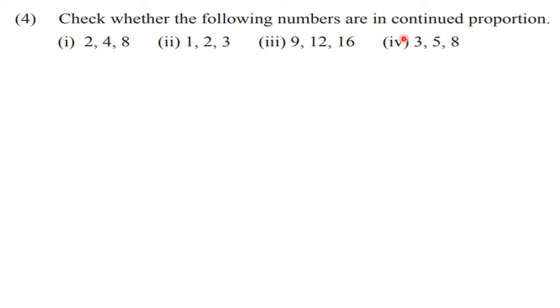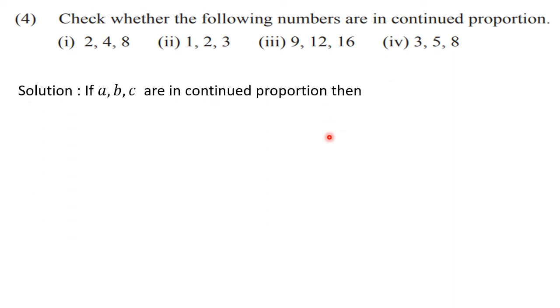Now read the question carefully. They have given that it's a continued proportion. So immediately, as soon as the words continued proportion are there, you should think of 3 numbers A, B, C, and you should get the relation B square is equal to AC. Okay, so write down that if A, B, C are in continued proportion, then B square is equal to AC.